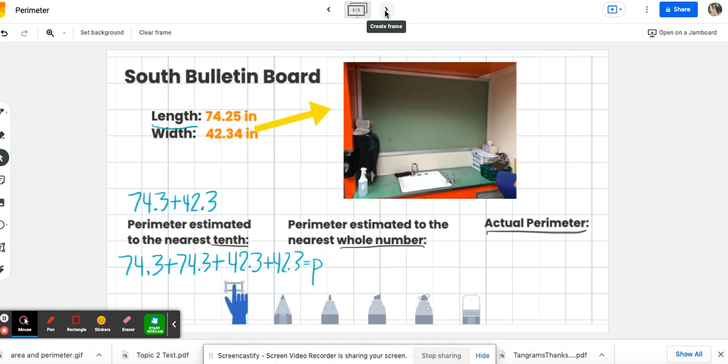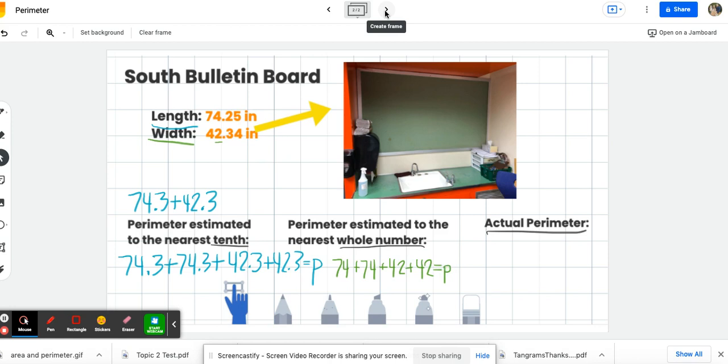For estimating to the nearest whole number, I'm just going to change color since they overlap there a little bit. I have the same exact numbers on my length and width now, but now I'm going to round to the nearest whole number. So it's going to look like this. 74 and 25 hundredths just rounds to 74. So I'm going to do 74 plus 74 because there's 2 sides that are that length. And 42 and 34 hundredths rounds to just 42. Equals, again, we can do P for perimeter.